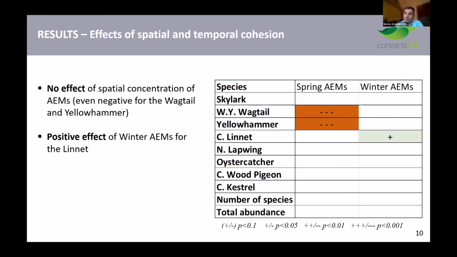Regarding temporal cohesion, we found a positive effect of winter measures in landscapes for one species, the linnet, but we did not find this for other species present in both breeding and winter seasons, such as the yellowhammer, for instance.